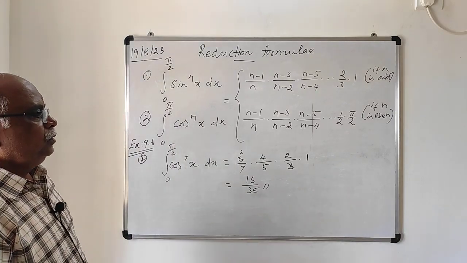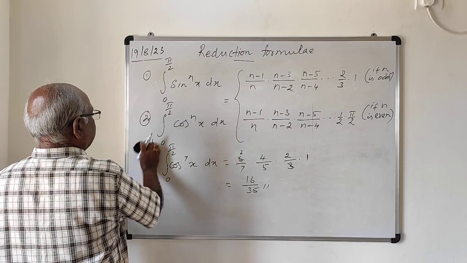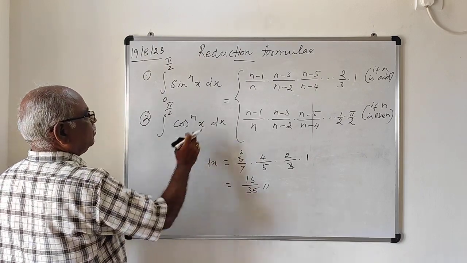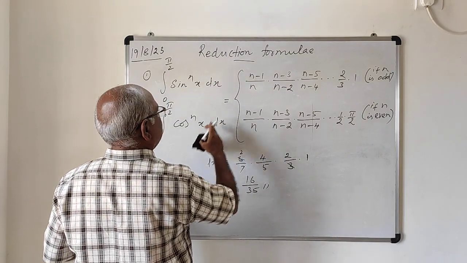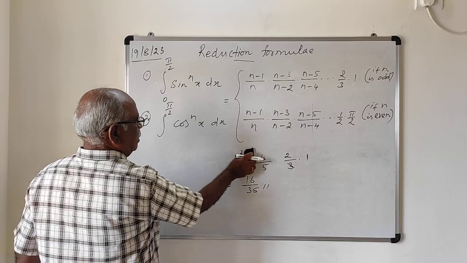And one more problem. The next problem we will see. Like that, if n is even, this is the result; if n is odd, this is the result, whether the function is sine or cos, whatever it may be.